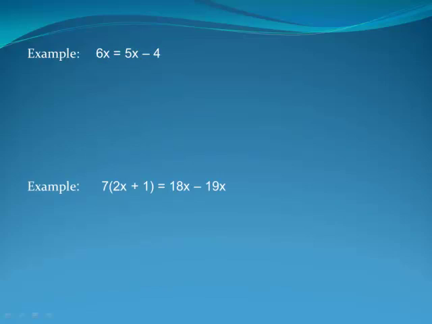Second example, 7 times the quantity 2x plus 1 equals 18x minus 19x. Let's distribute. 7 times 2x is 14x, plus 7 times 1 is a positive 7. That's equal to, notice you have like terms on the same side, so we can combine those. 18x minus 19x is minus 1x, which is the same as just minus x. Remember, 1 times anything is itself, so if you want to drop the 1, you can. You don't have to. Totally up to you.